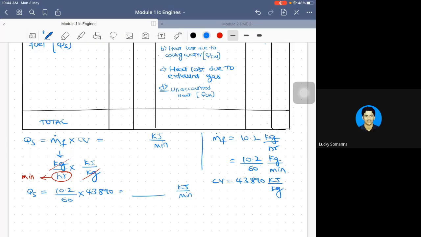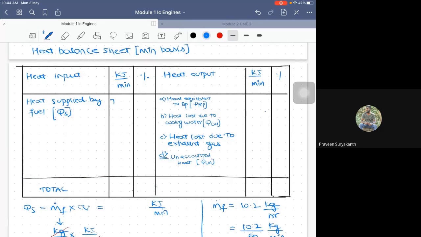How much is the value? 7.46 into 10 to the power of 3. So I would take that value of 7.46 into 10 to the power of 3.